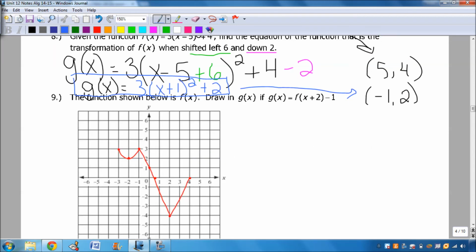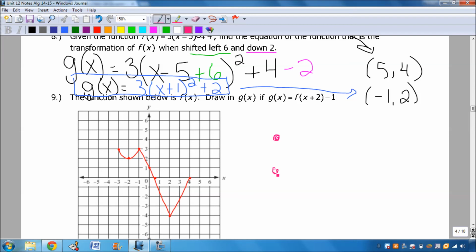The function shown below is f of x. Draw in g of x if g of x equals f of the quantity x plus 2, minus 1. So the first thing I want you guys to do is identify what type of transformation this is. There are 2 different shifts that are happening. Please figure out those 2 shifts and then come back to me to see if you're right.